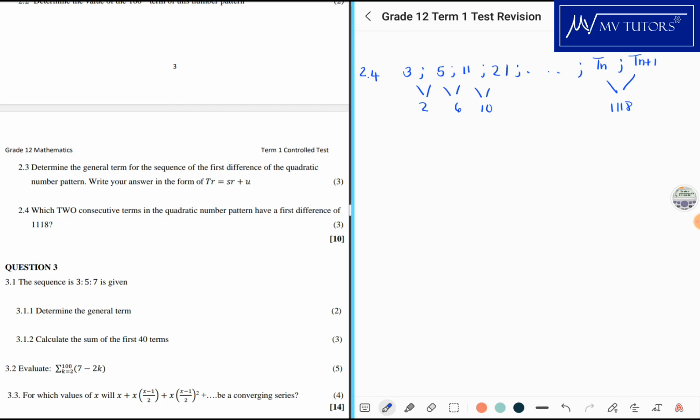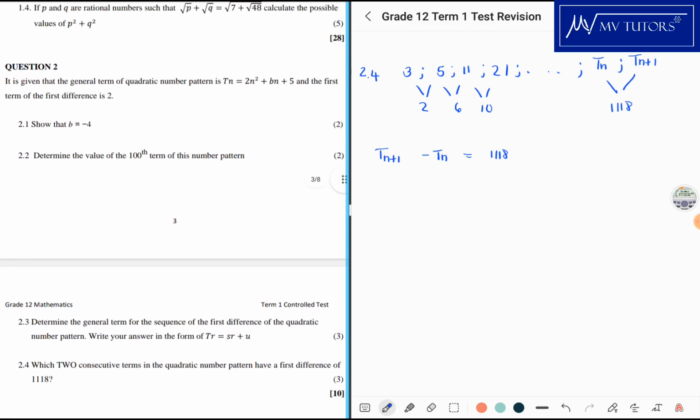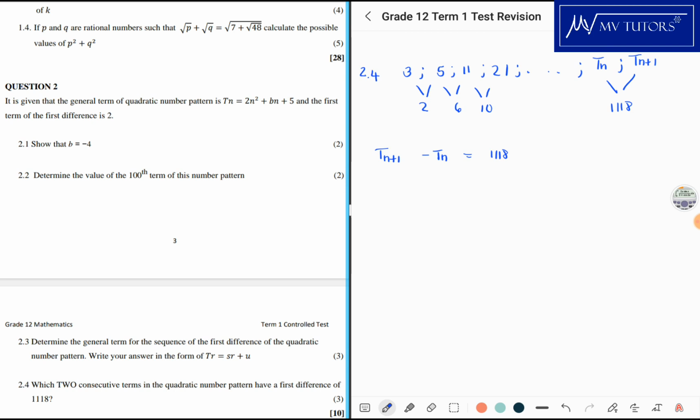All right, so what we're going to do, we're going to say this Tn plus 1, if I subtract Tn, I will get 1118. So I'm going to take my quadratic formula. Hope you still remember it. There it is. And wherever I see n, I'm going to substitute n plus 1. So basically, I'm going to have 2 times n plus 1 squared minus 4 times n plus 1 plus 5. And then I'm going to subtract Tn. So basically, 2n squared minus 4n plus 5. And all of that is equal to 1118.